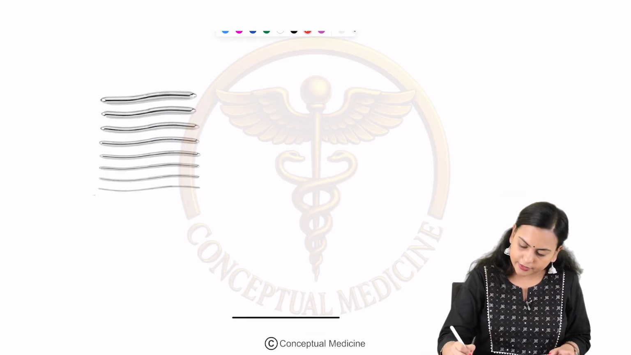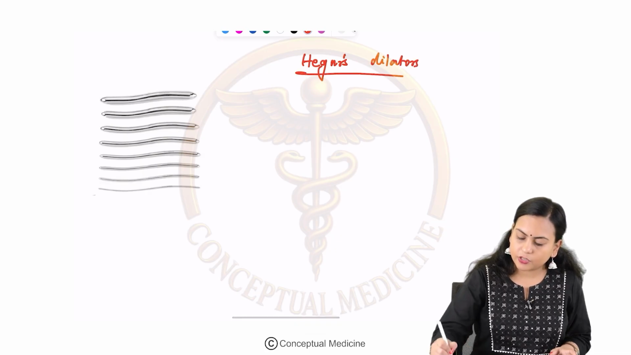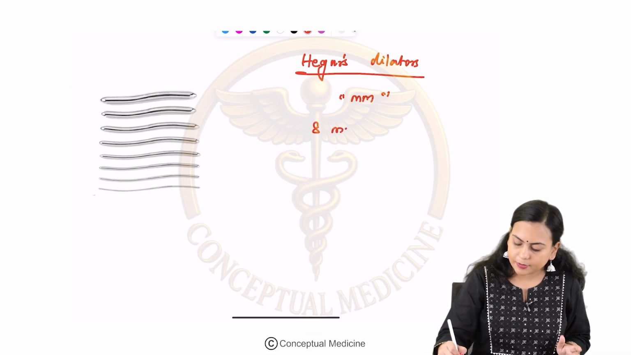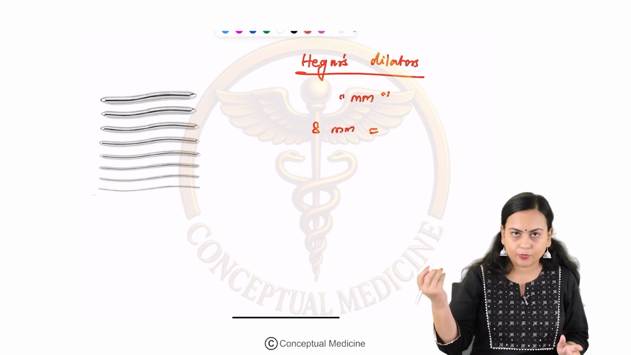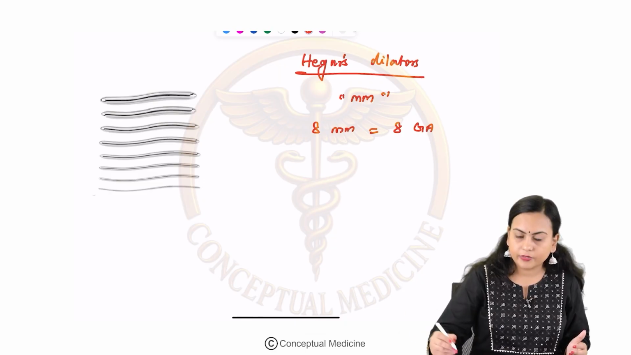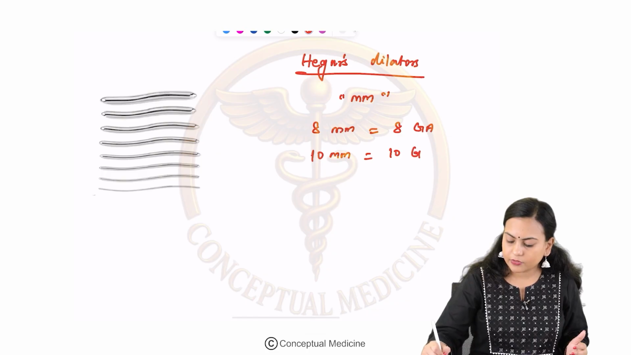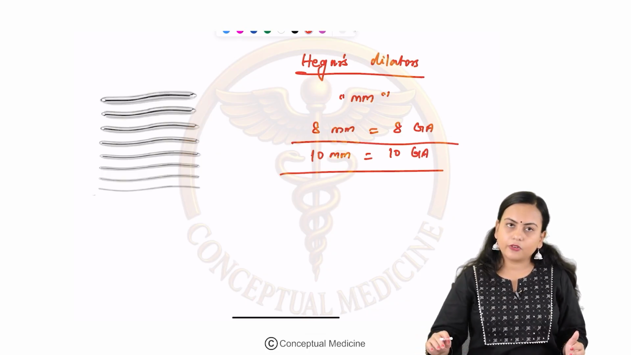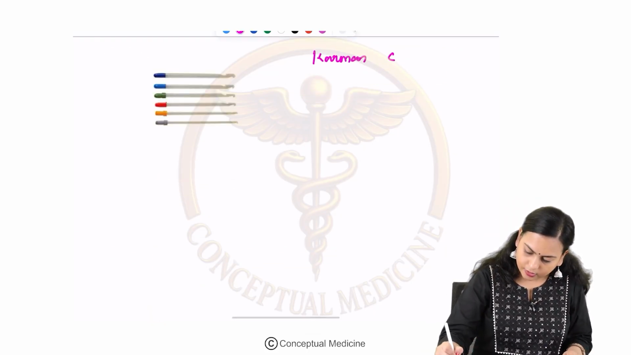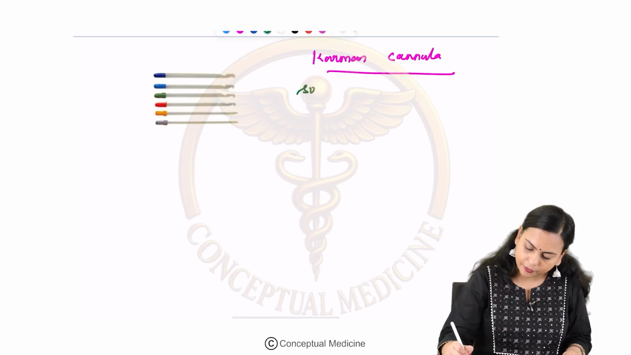So these are Hegar's dilators. There are so many calibrations of Hegar's dilators and they are usually given in mm. For example, an 8 mm Hegar's dilator corresponds to the gestational age, that means an 8 mm Hegar's dilator for 8 weeks of gestational age. And if you want to do dilatation and evacuation for 10 weeks of gestational age, you can take a 10 mm Hegar's dilator. So these are the Karman cannulas. These are soft and flexible cannulas made of plastic.